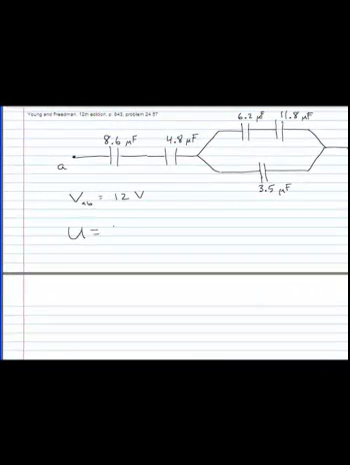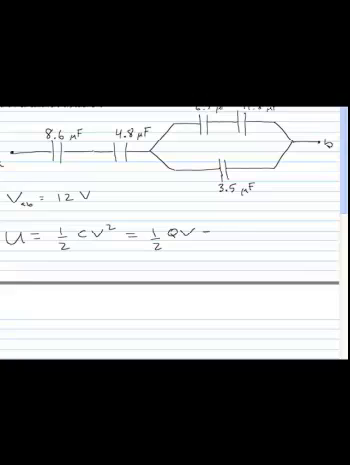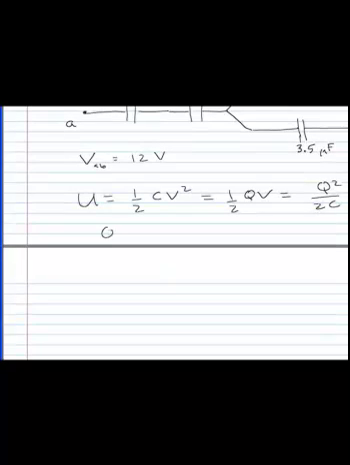And if we knew the capacitance, we could find the energy stored, because we know that the energy stored is 1/2 CV squared, and because Q equals CV, we can say that's 1/2 QV, or we can say that's Q squared over 2C. Those are all equivalent because Q is equal to CV.